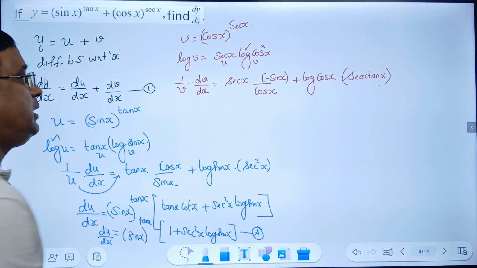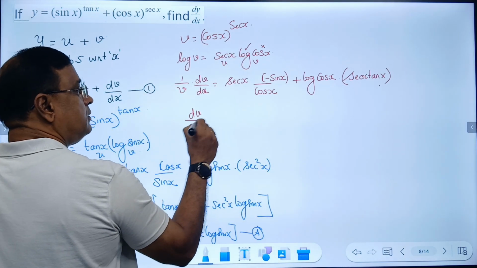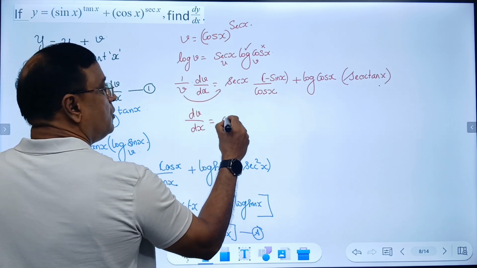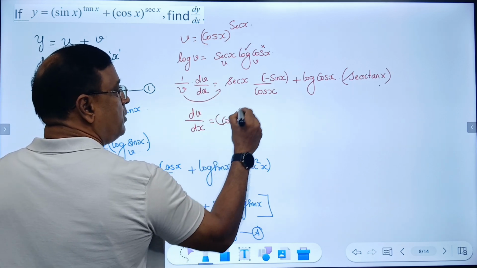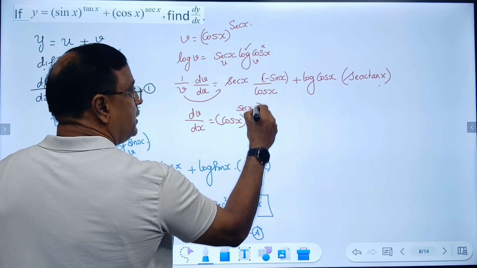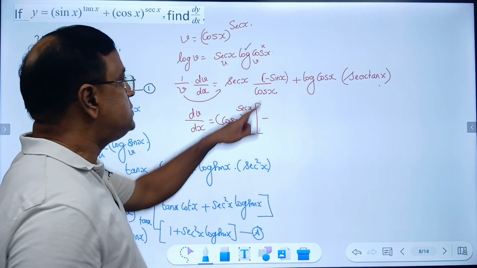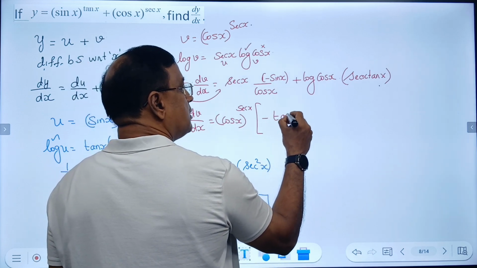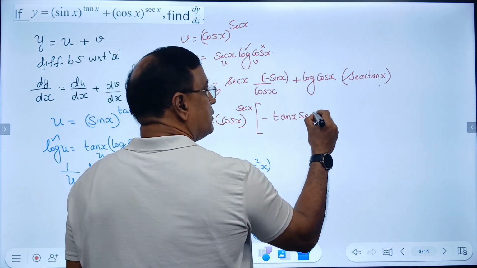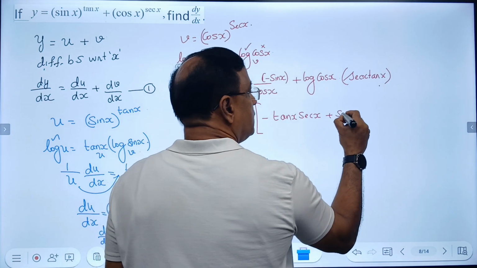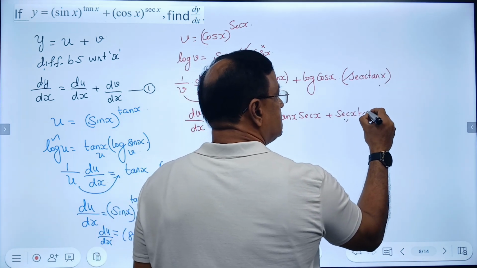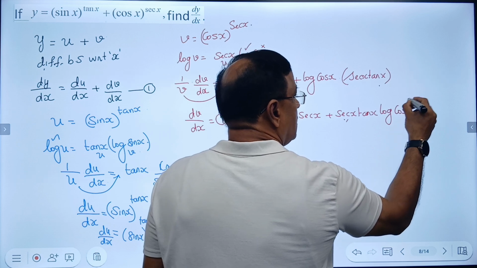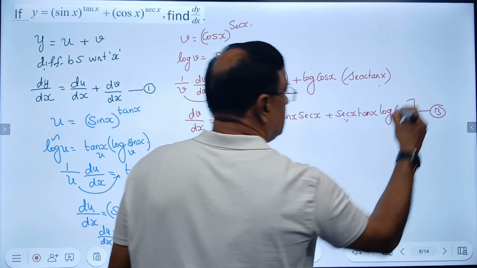Okay. Now dv by dx will be v. Now what is this v? V is nothing but cos x the whole power secant x into minus sin by cos, which is tan, so it will be tan x secant x plus secant x tan x into log of cos x. Call this as b.